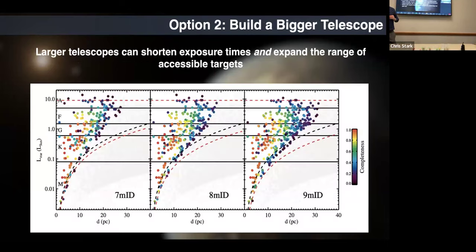Wait, which is the black and which is...? The black line is 1.5 lambda over D for a 6 meter inscribed diameter, and the red dashed line is the variation for the aperture. Okay, gotcha.